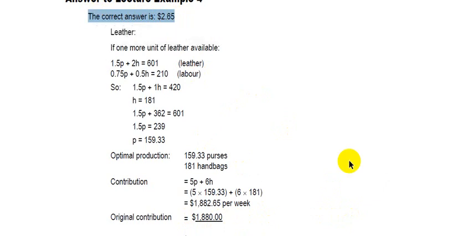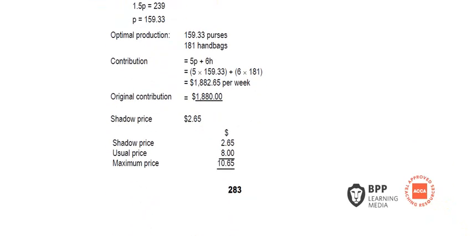Any question? If there's no question, we move. So that is our shadow price. Our shadow price is 2.65. So the shadow price, you add it to the usual price. So that's the maximum which KG will be willing to pay for the leather.